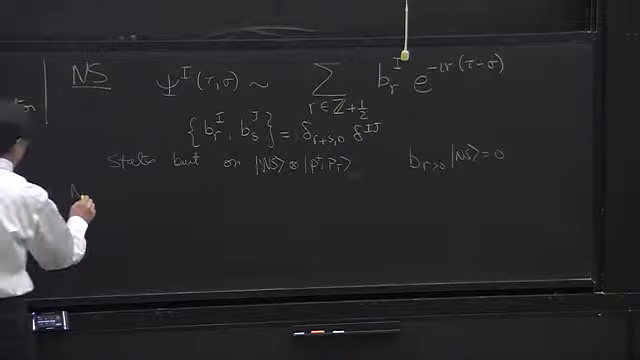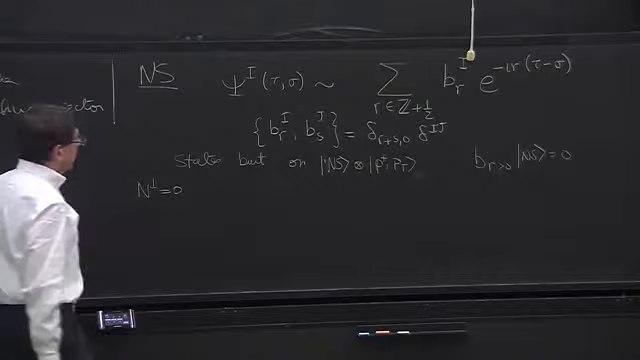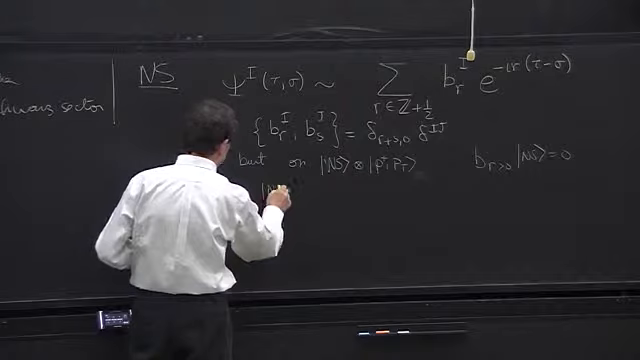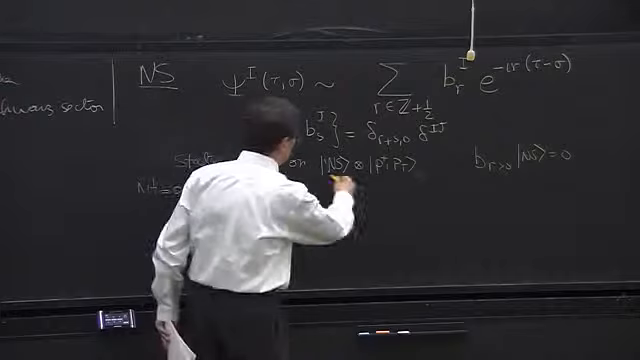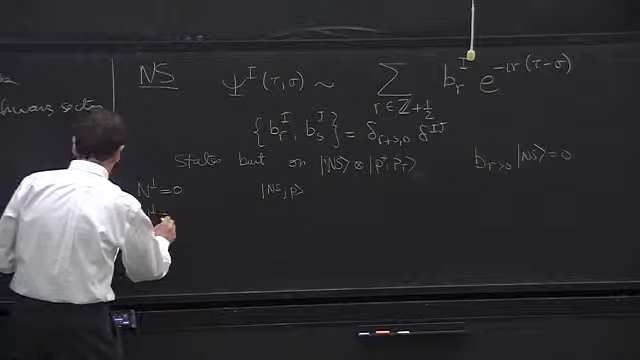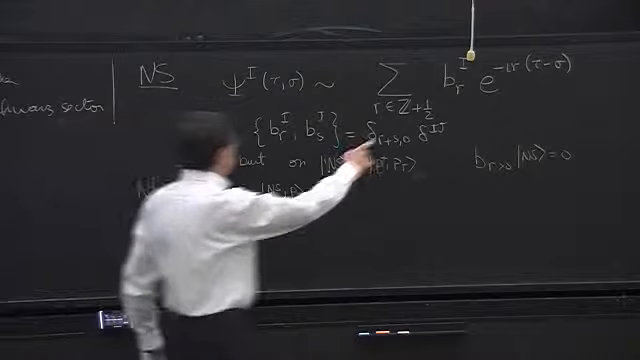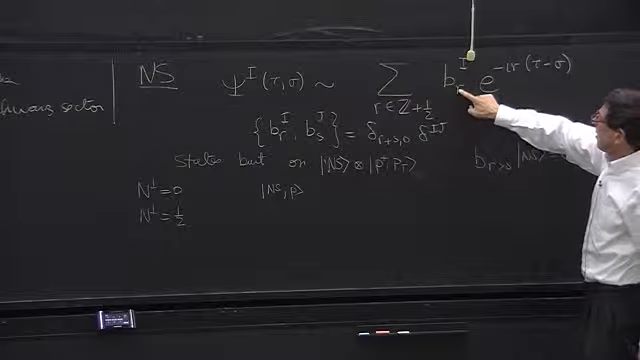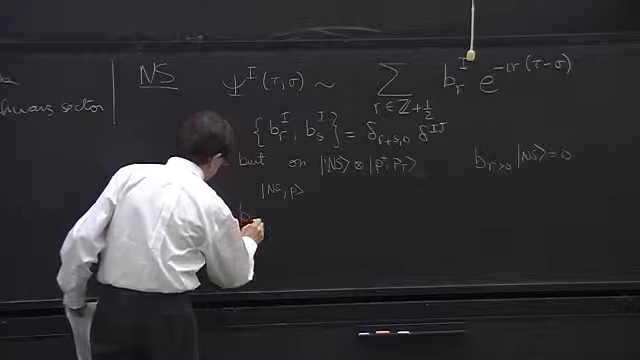So states with N perp equals 0. Well, if you have no oscillators whatsoever, you can put just the vacuum. I'll be a little briefer and put NS, p. How about N perp equals 1/2? Well, that's possible because there are oscillators with half-integer quantum number here. So we can put here b_{-1/2}^I on the NS vacuum, p.